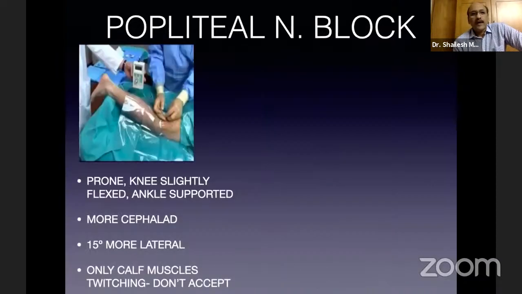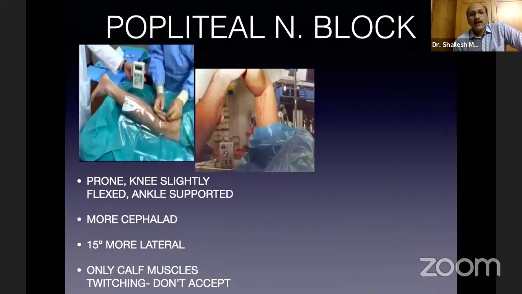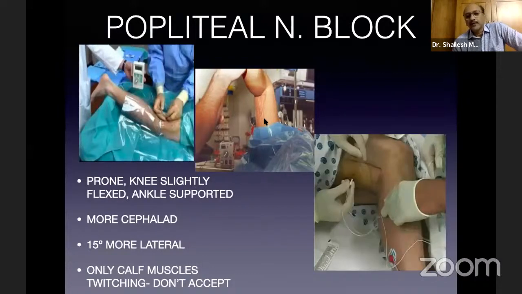Now this block can be given either in prone position or in the same position where you give a Raj technique. There's a supine position with the hip flexed at 90 degrees, knee flexed at 90 degrees and this area. Or you can give in lateral position also. So this is a little lower down.